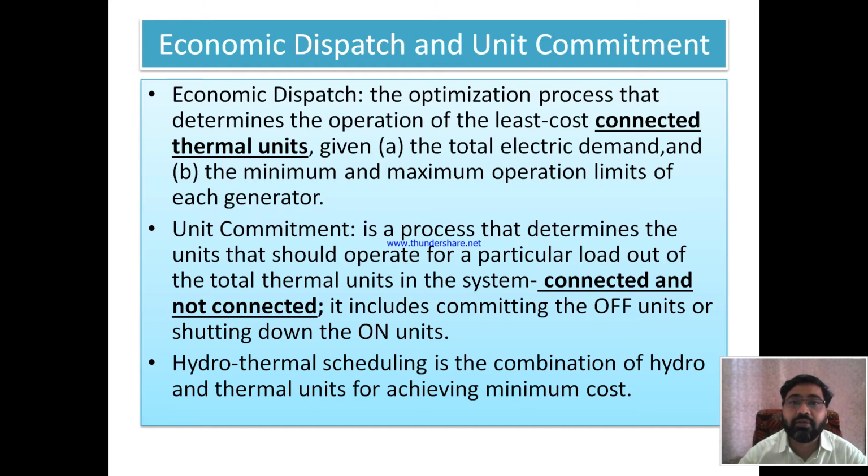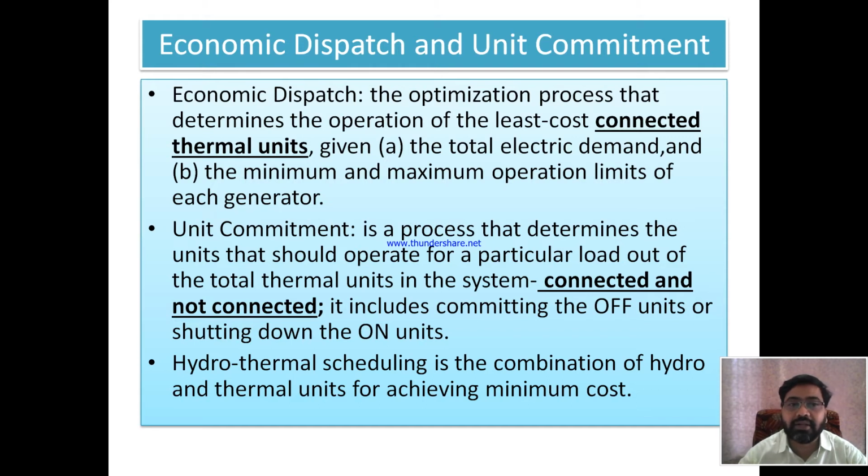That means the units which are already on, which are producing power. How load should be shared among these such that the cost is minimum, given the total electric demand and the minimum and maximum operation limits of each generator. Whereas unit commitment is a process that determines the units that should operate for a particular load out of the total thermal units in the system, connected and not connected.